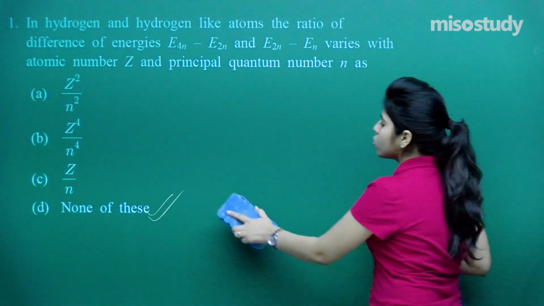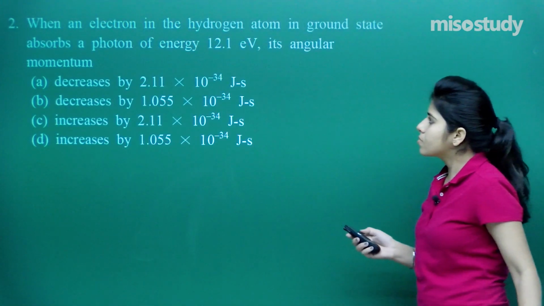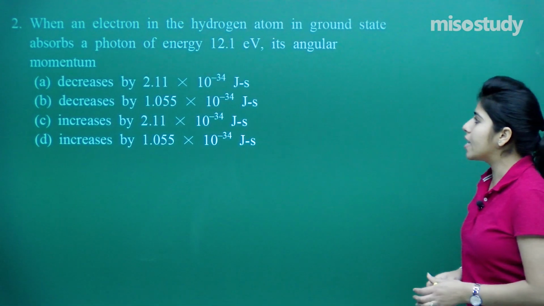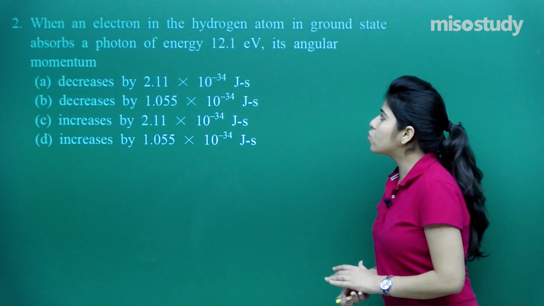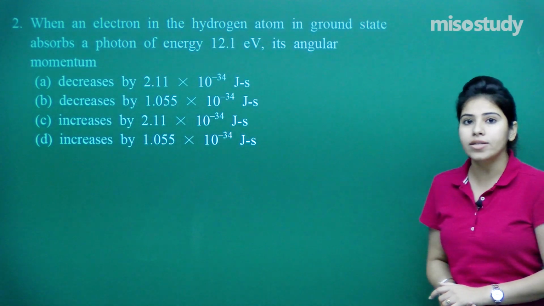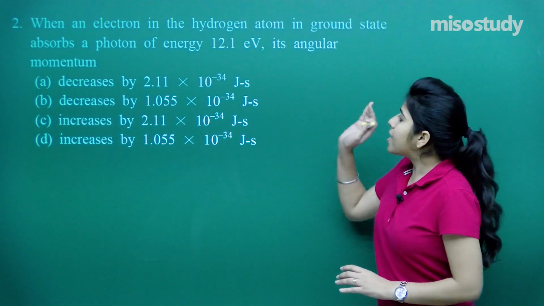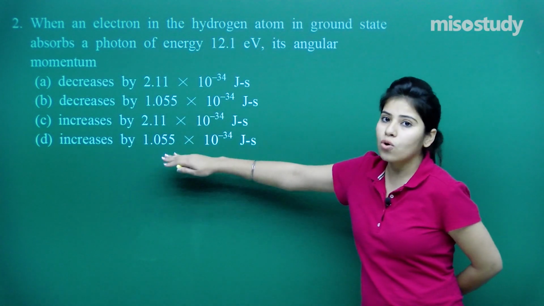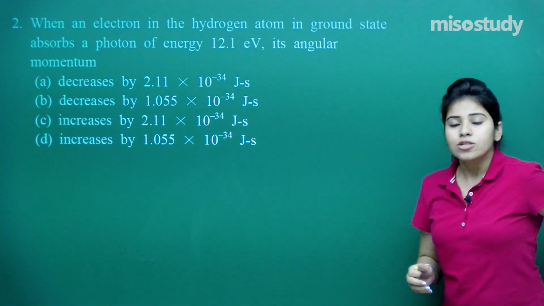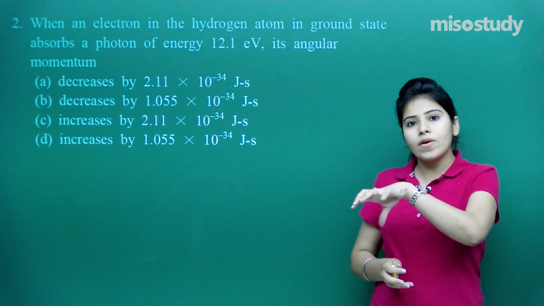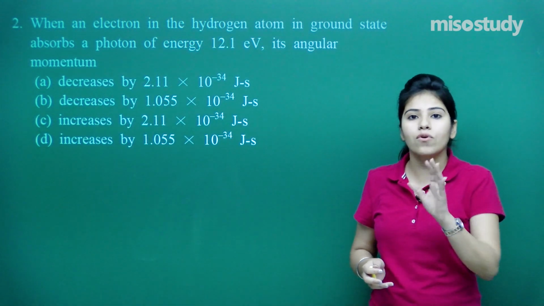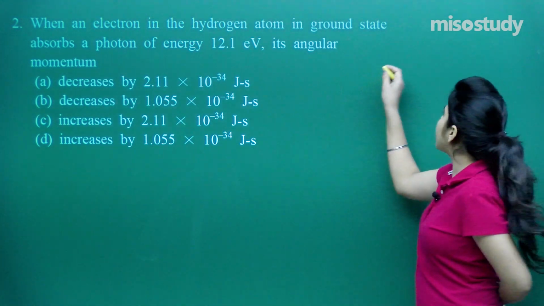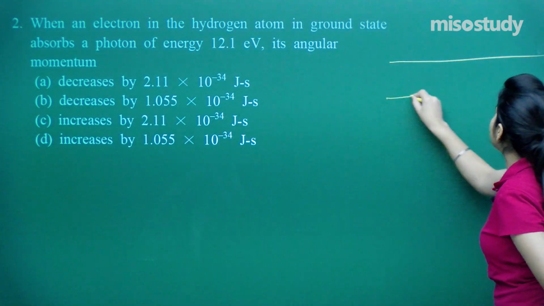So question number 2 says, when an electron in the hydrogen atom in ground state absorbs a photon of energy 12.1 electron volt, its angular momentum will be what? Whether it will be decreasing or increasing. So let me tell you once again, we will be taking a recap of what we have covered in the chapter.